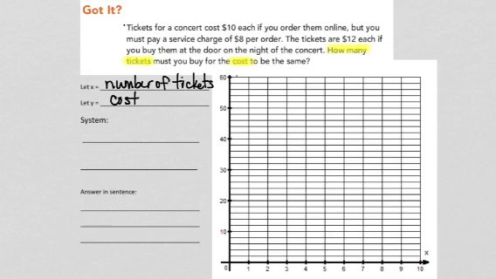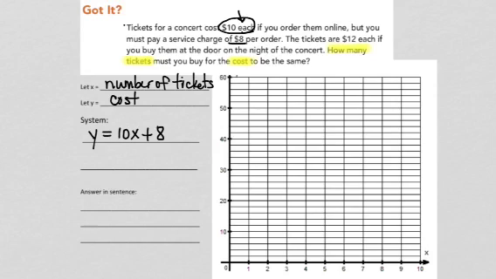Now we go back to read the question. Tickets for a concert cost $10 each if you order them online, but you must pay a service charge of $8 per order. So assuming that you only order once, the 8 would be the constant, or the initial value, and the $10 each is the slope, the key word being each. So my cost, y, is going to equal $10 for every ticket x plus $8 to order online.